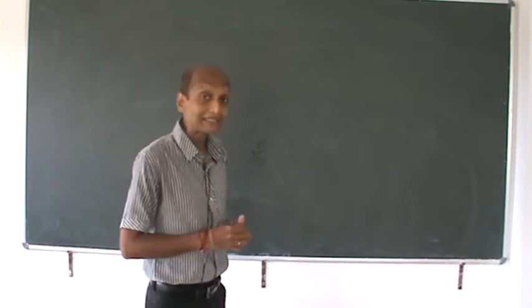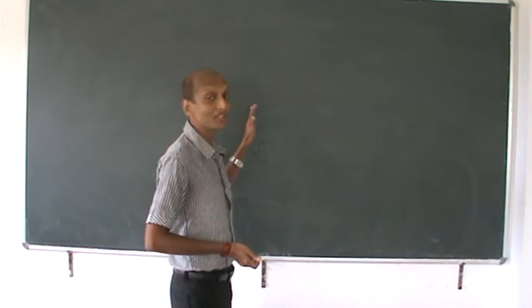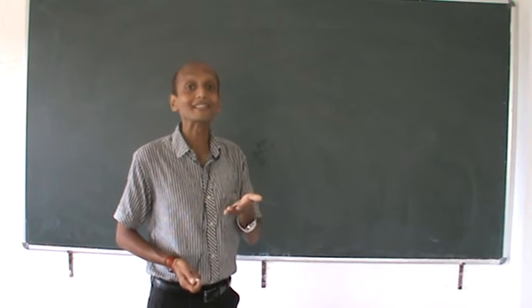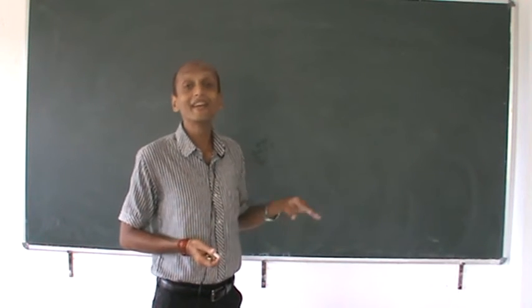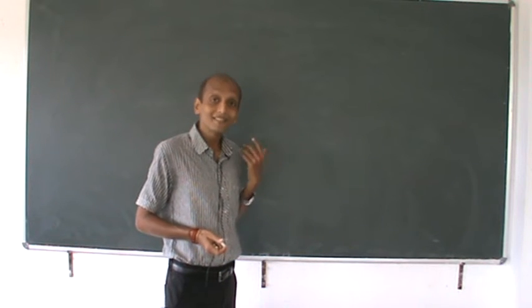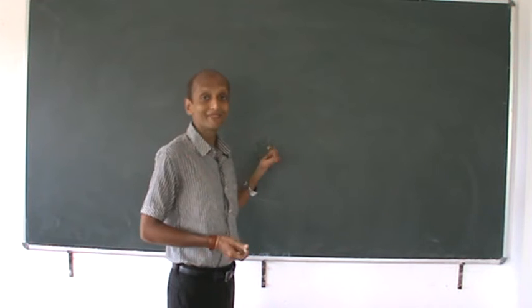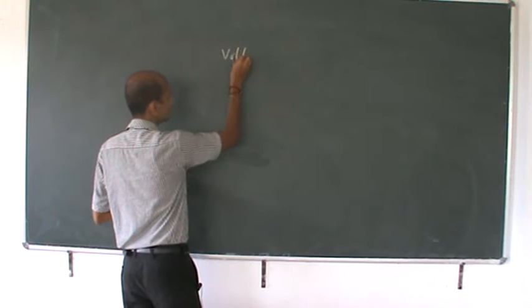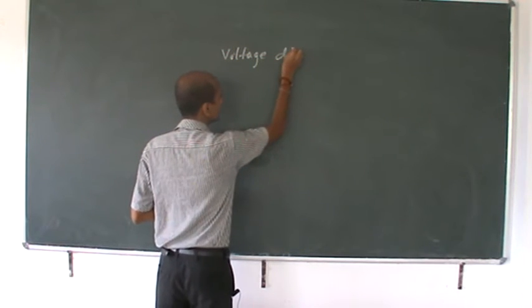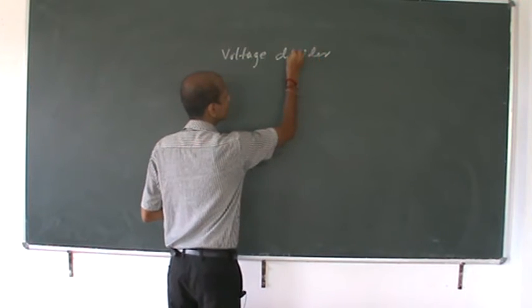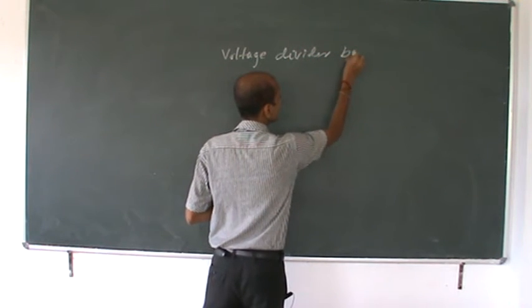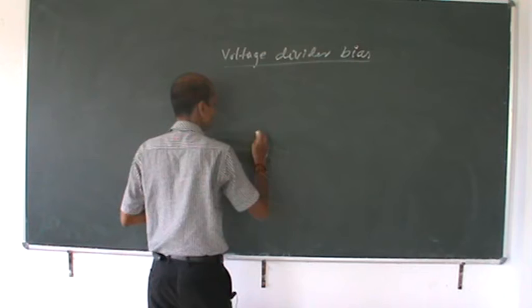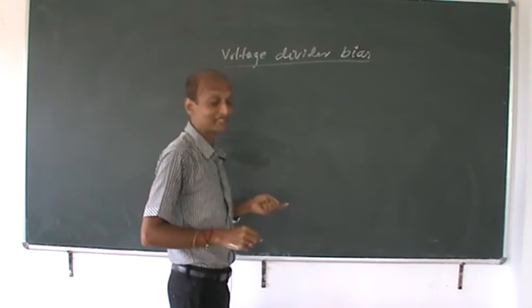Now we will see the concept of how the voltage divider bias works, and how the current and voltages will vary accordingly when the temperature increases or decreases. So that we will see now. Now we will see the voltage divider bias itself.